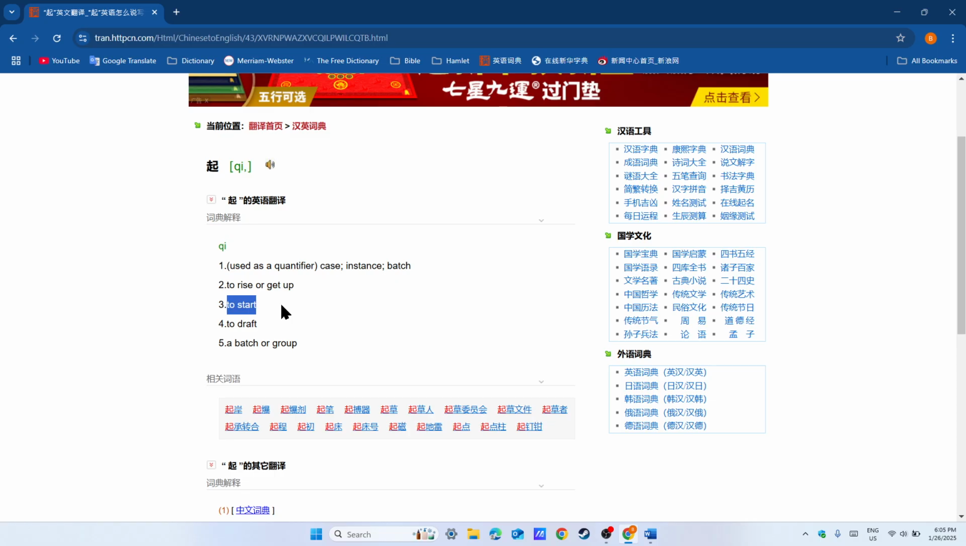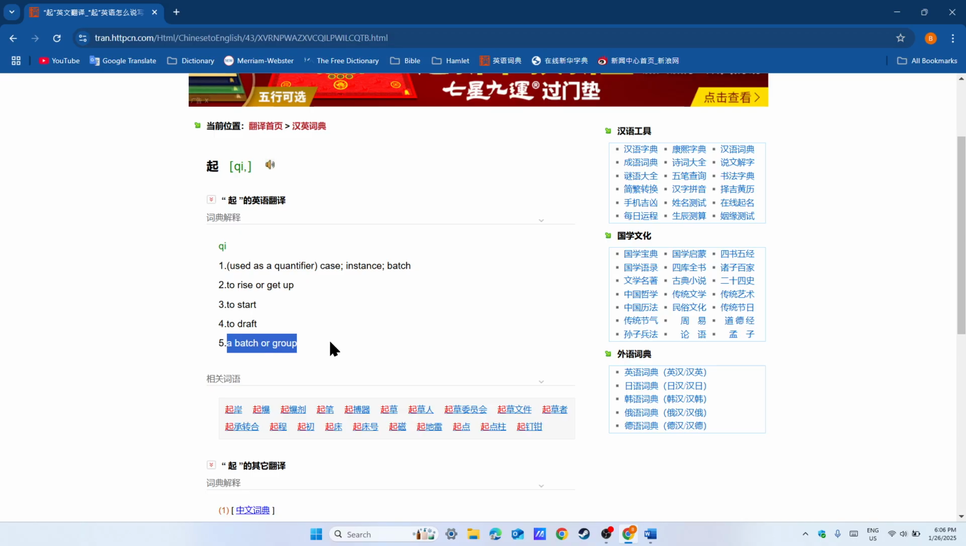And then to start. To start something. 启发, or 起来, to start. It means some sort of a start. To draft, 起草, 起草 is a draft. A batch, 一起, a batch or group.